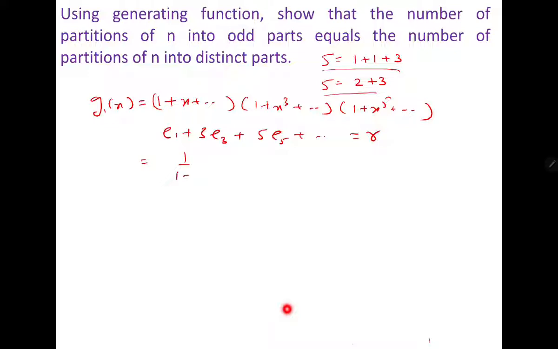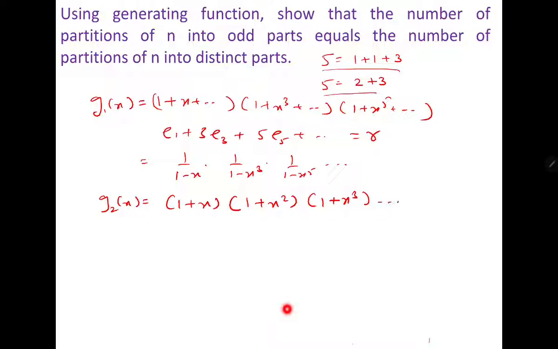Which would look like 1 by 1 minus x, 1 minus x cube, 1 minus x raised to the power 5 and so on. If I have to write down g2(x) for distinct parts, it means that each e_i is either present or not present. So it is only present once, which means 1 plus x. If I consider e2, the values are again 0, 1, so 1 plus x square, 1 plus x cube and so on. Now I have to show that g1 is equal to g2.